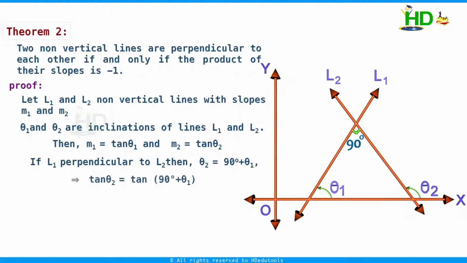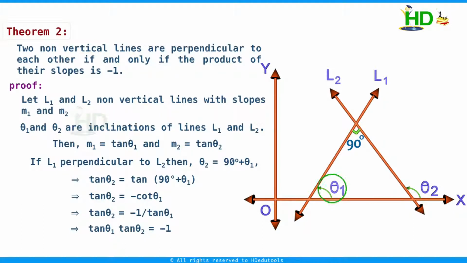Now tan theta 2 is tan of 90 plus theta 1, which is nothing but minus cot theta 1, or tan theta 2 equals minus 1 by tan theta 1. Tan theta 1 into tan theta 2 equals minus 1. Tan theta 1 is the slope of the first line, tan theta 2 is the slope of the second line, that is m1 into m2 equals minus 1. Therefore, if two non-vertical lines are perpendicular to each other, then the product of their slopes is -1.